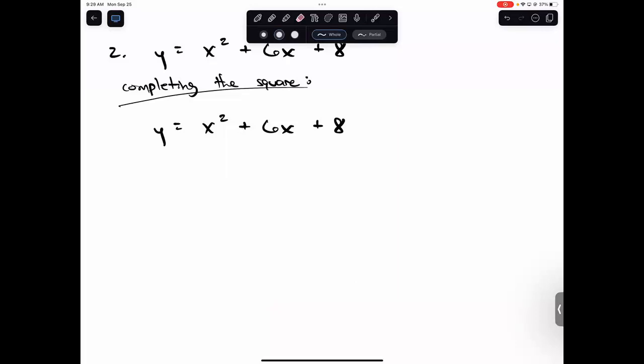Take that middle term. If it came from a perfect square, that means it came from two identical things. That means that these two are the same. So if I take that middle term and break it in half, divide it by 2.